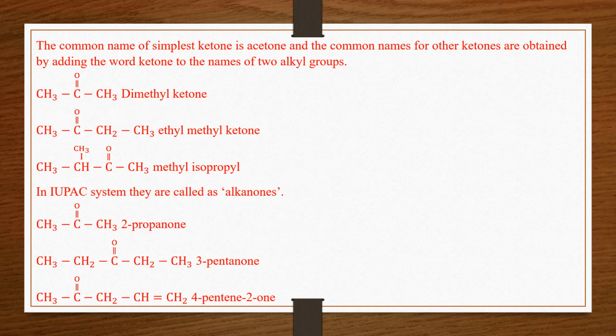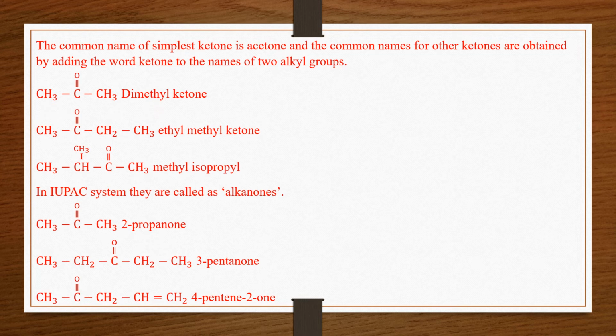obtained by adding the word ketone to the names of two alkyl groups. Students, the general formula of ketone is R C double bond O R dash. There will be two alkyl groups or two aryl groups or one alkyl and one aryl group. So what did I write here? The common names for other ketones are obtained by adding the word ketone to the names of two alkyl groups or two aryl groups or one alkyl and one aryl group.